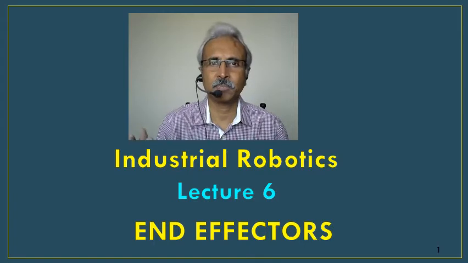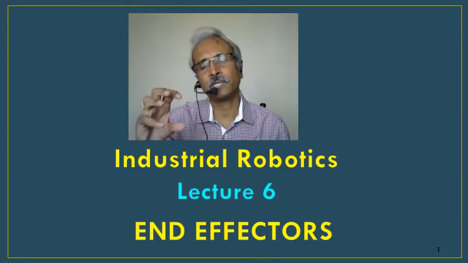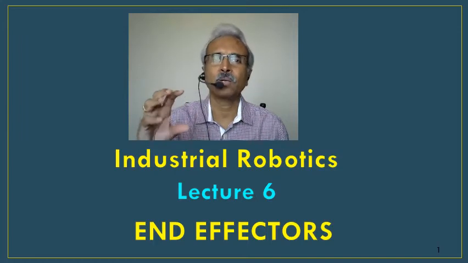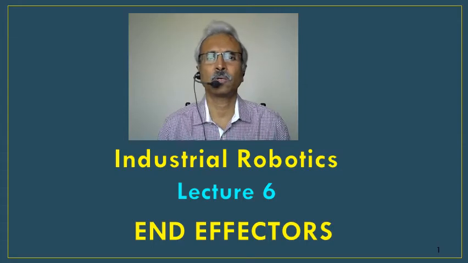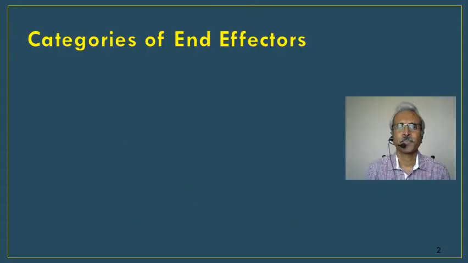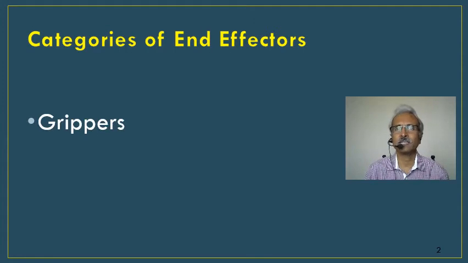It's a challenging task because your entire operation is going to depend on how effectively you design your end effector. So that's what we are going to see in this lecture. Now, when I say hand, is there only one way we use a hand, or are there different ways of using a hand? Accordingly, in robotics the end effectors are classified into two major categories. The first one is the gripper and the second one is a tool.